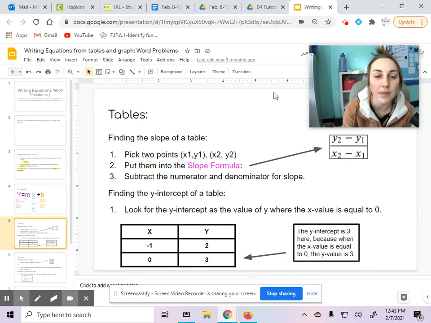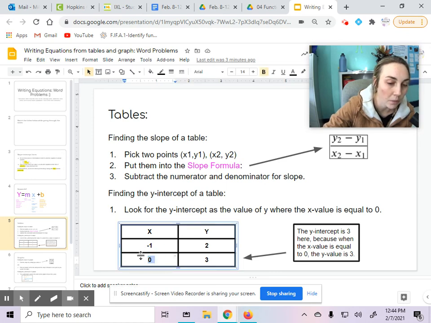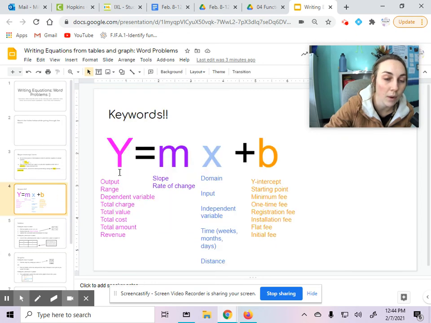So finding the y-intercept of a table, what you need to look for is what the y value is when the x value is 0. So for example, here's our x value, it's 0. When x is 0, y is 3. Therefore, 3 is going to be our y-intercept. So we find the slope, we find the y-intercept, and then we can put it into y = mx + b, where m is where we would put our slope, and b would be where we found our y-intercept.